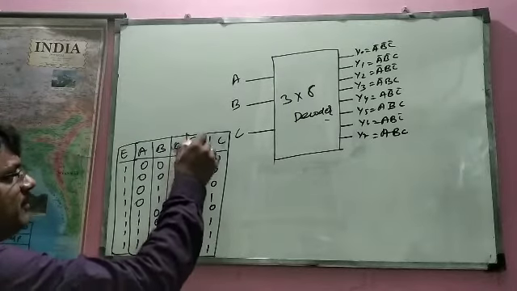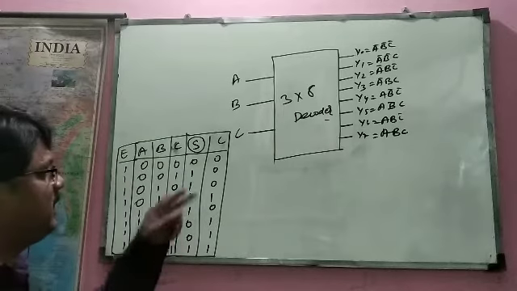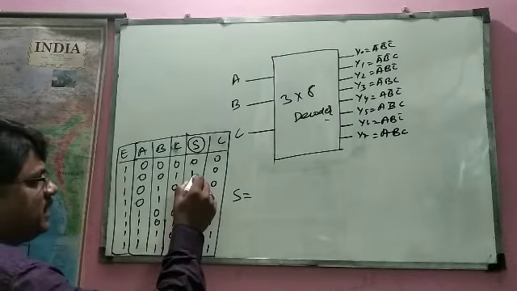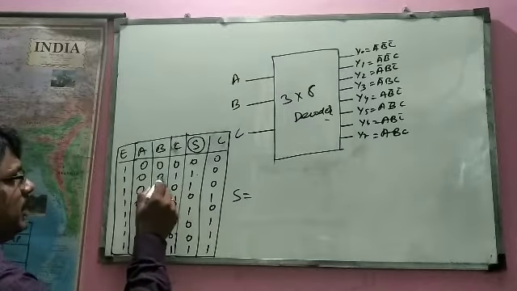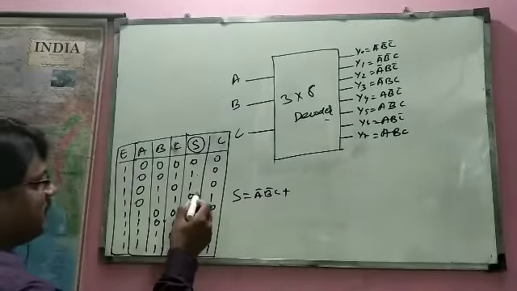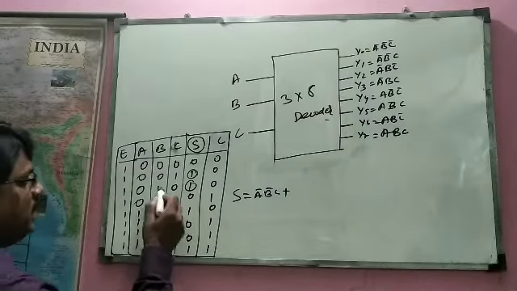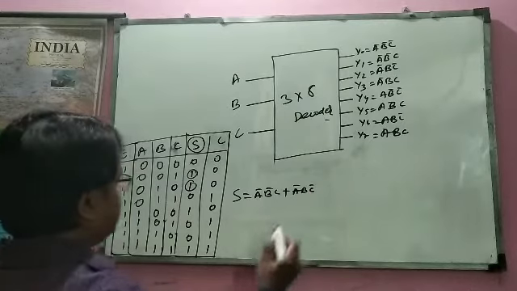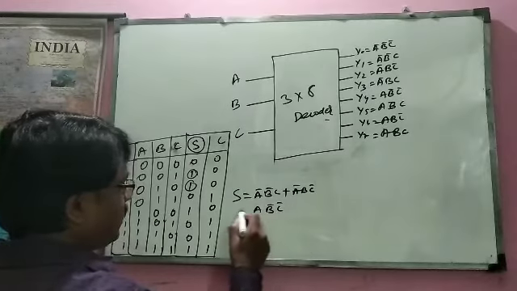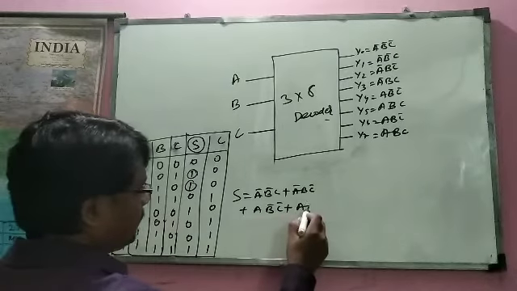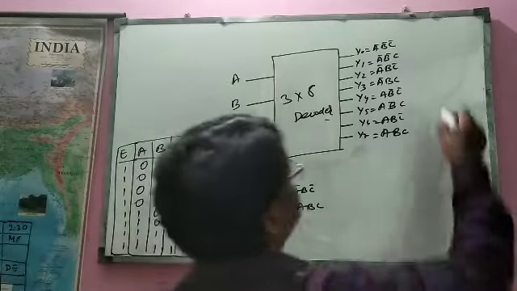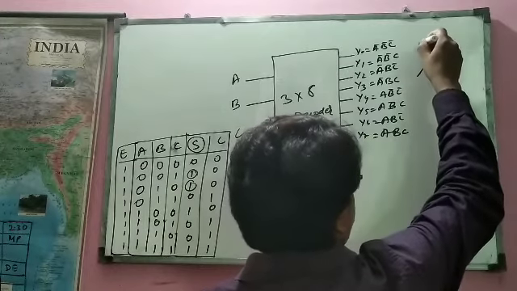What will be the value of S? If we want to write from this truth table S equal to, then wherever it is S, take this value: A bar B bar C, plus A bar B C bar, plus A B bar C bar, and last one, A B C. This is the sum.